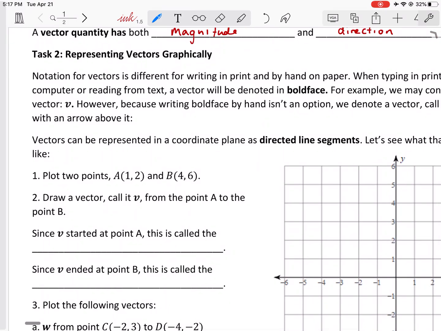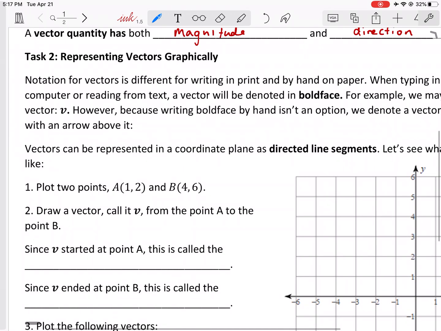Mathematically, we can represent vectors graphically. First thing, I want to talk about a little bit of notation for vectors.